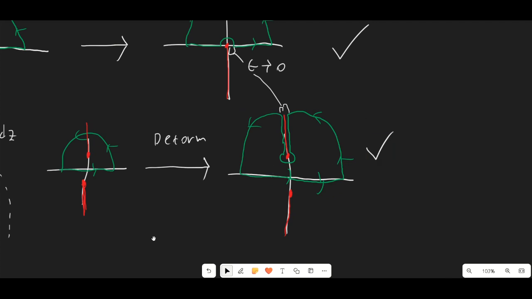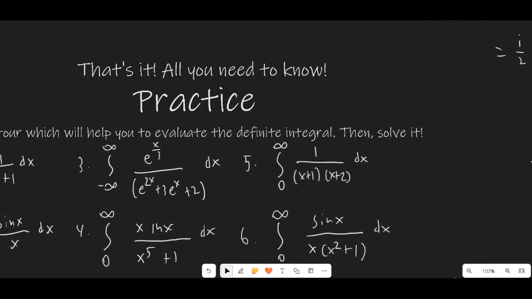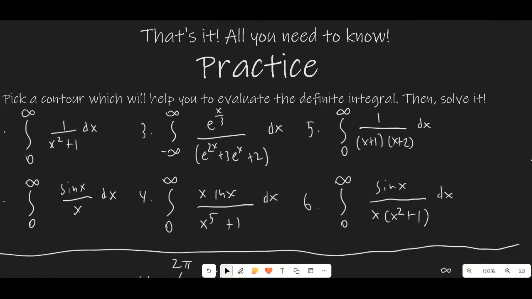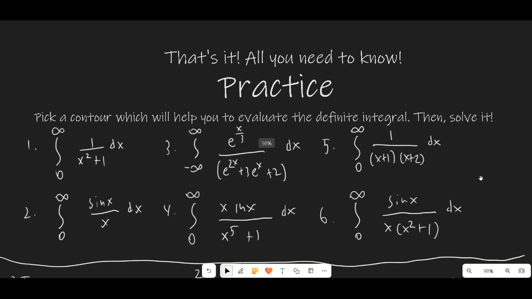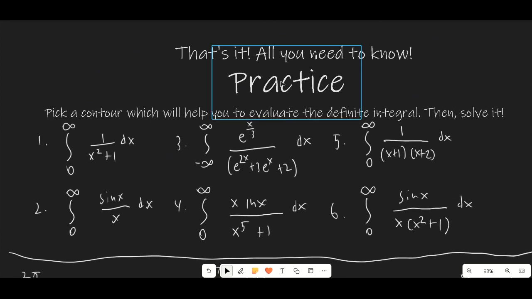All right, so I believe that is everything we have to cover. Yep. That is all you need to know about contour integration to get started on working on some awesome definite integrals. So I have a lot of practice problems here because now we've basically learned everything about contour integration that we know that we need to solve these problems. So let's go ahead and do some practice.